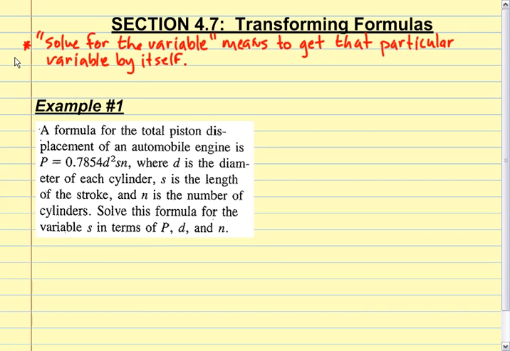Okay? Sometimes we have a formula that might have lots of different variables in it, and we can rearrange it so that we get one of those variables by itself. We're isolating the variable. We're solving for that variable. That's what we're going to practice today, is just changing some equations around so we get a particular variable by itself. All right? So when we look at example 1 here, it says, a formula for the total piston displacement of an automobile engine.